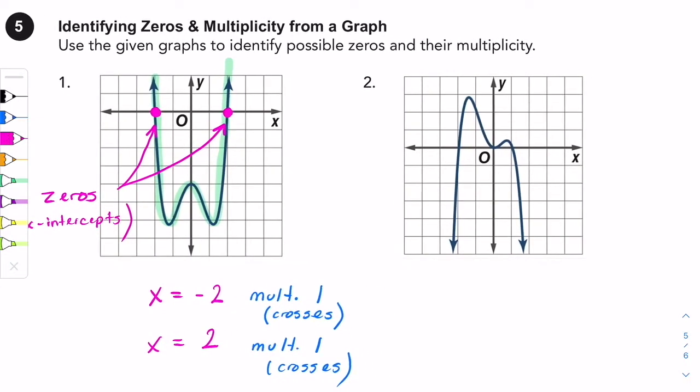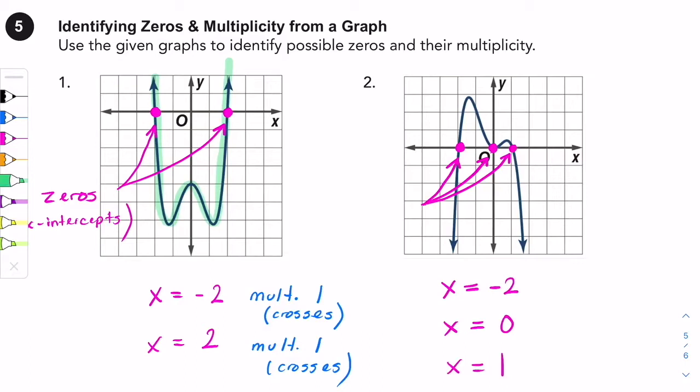Number 2, we have a 0 here, here, and here. So I'm indicating everywhere where the graph either touches the x-axis or crosses through the x-axis. So we have a 0 at x equals -2, at x equals 0, and at x equals 1.